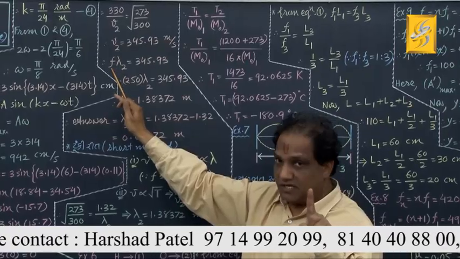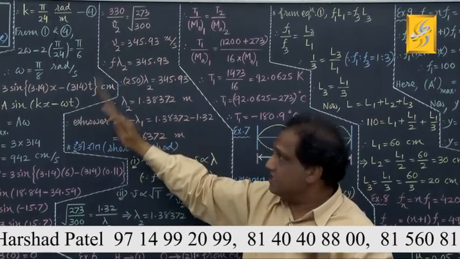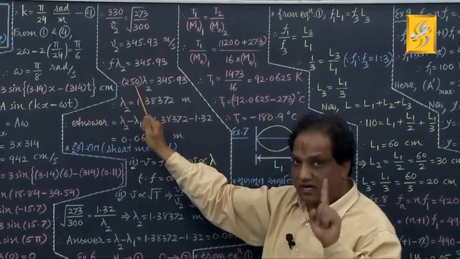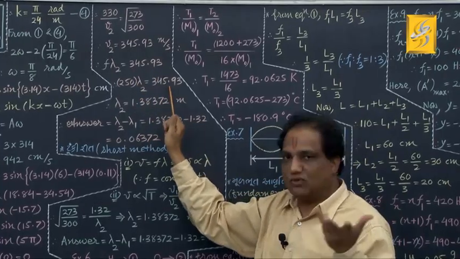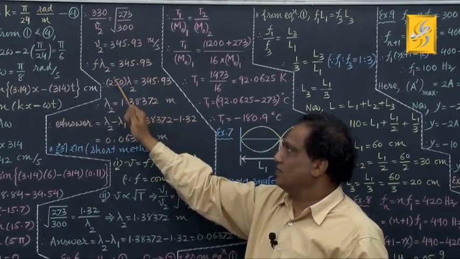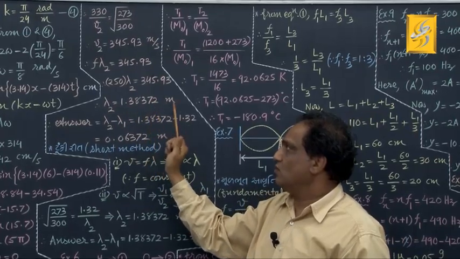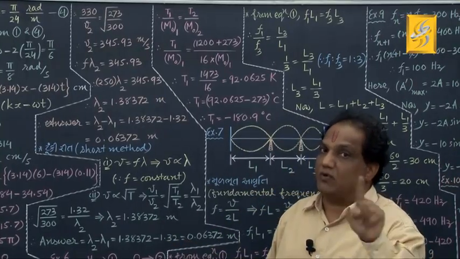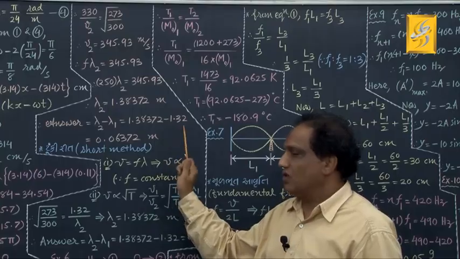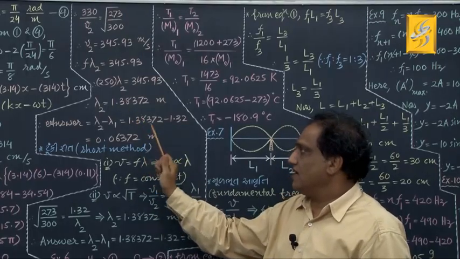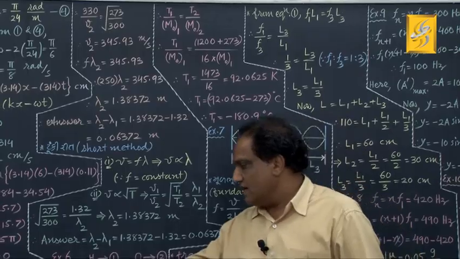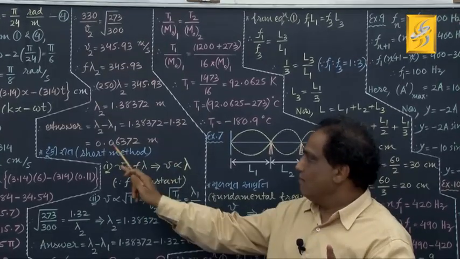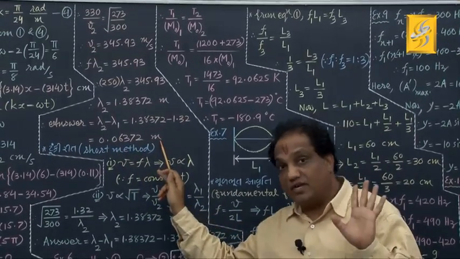Wait, frequency is constant. So if wavelength changes, wave velocity will change. So v2 equals f lambda 2. Right hand side as it is, frequency they have given 250 Hertz, lambda 2 as it is. Find out lambda 2, it is this upon this, answer is 1.38372 meter. But what have they asked? Increase in the wavelength. So I should find lambda 2 minus lambda 1, greater value minus smaller value, okay? Greater value is 1.38372 minus smaller value lambda 1, which is 1.32. This minus this comes out to be 0.06372 meter, okay?